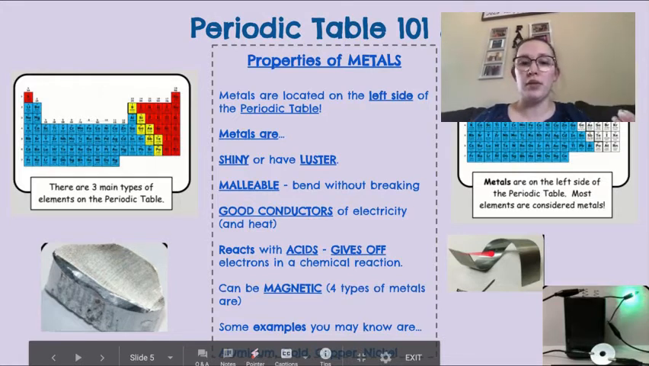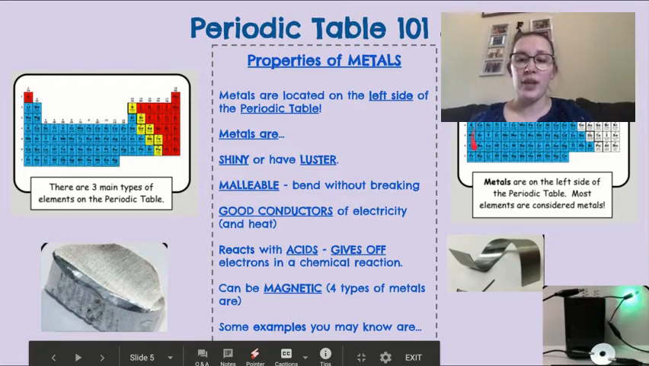So those are metals. They're on the left side of the periodic table. And most of the elements, as you can tell, are considered metals. We have a ton of metals, a ton of them.